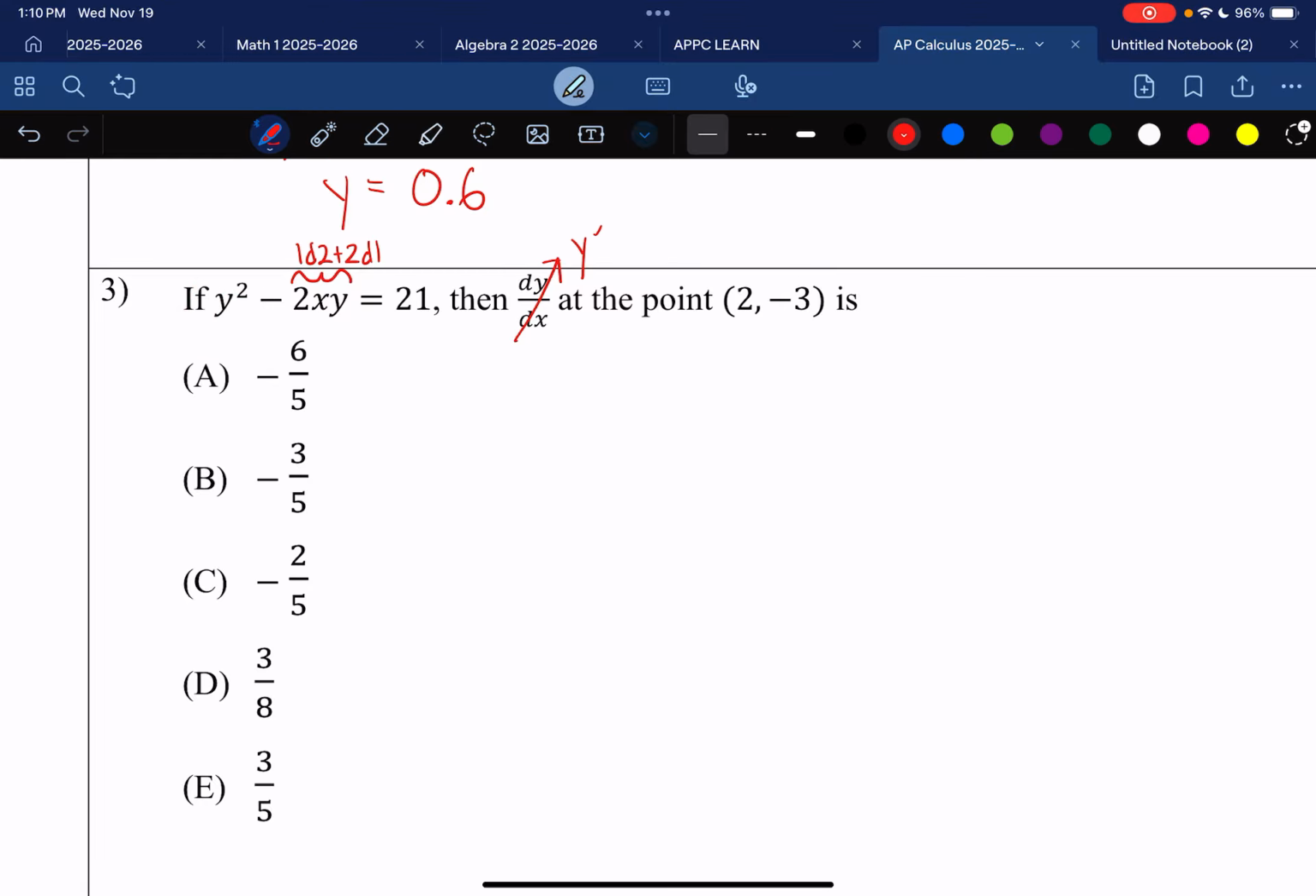First, I see my y squared. The 2 is going to come down in front for my power rule. It's going to be 2y, and instead of to the power of 2, this is now to the power of 1. Don't forget your chain rule. This is our derivative of the outer. The derivative of the inner is going to be a y prime.